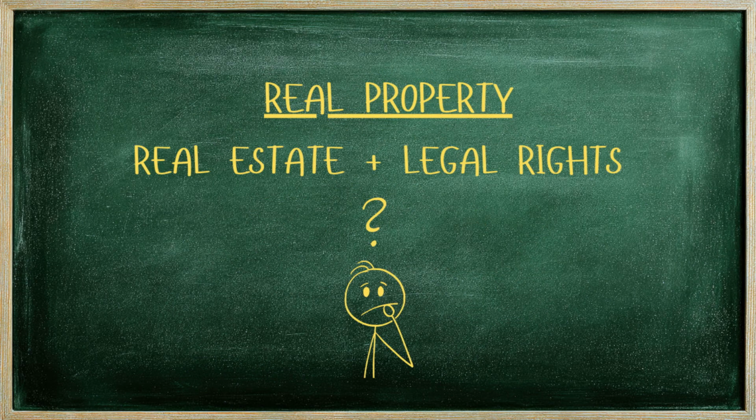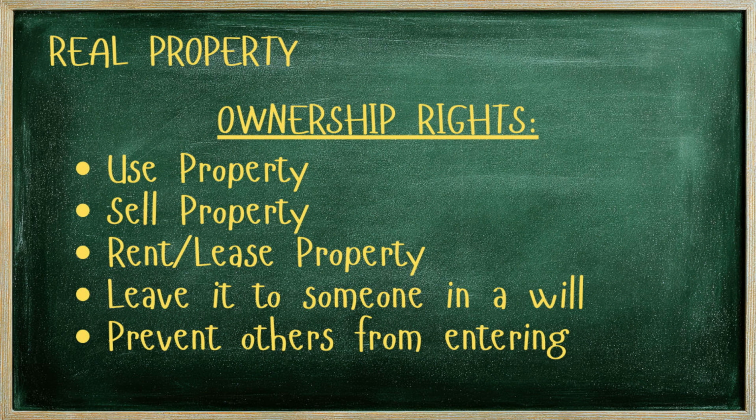Now let's move on to real property. This is the part that can be a little confusing. Real property includes real estate plus the legal rights that come with owning it. So what are the ownership rights to a property? You own the right to use the property, sell the property, rent or lease the property, leave it to someone in a will, prevent others from entering. Of course, this is all within the law.